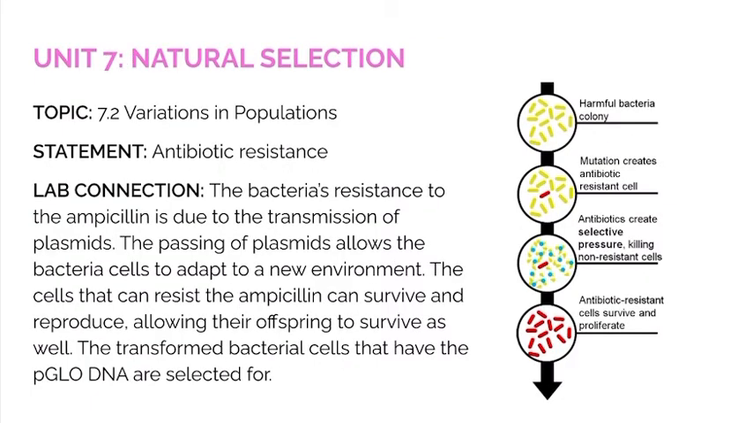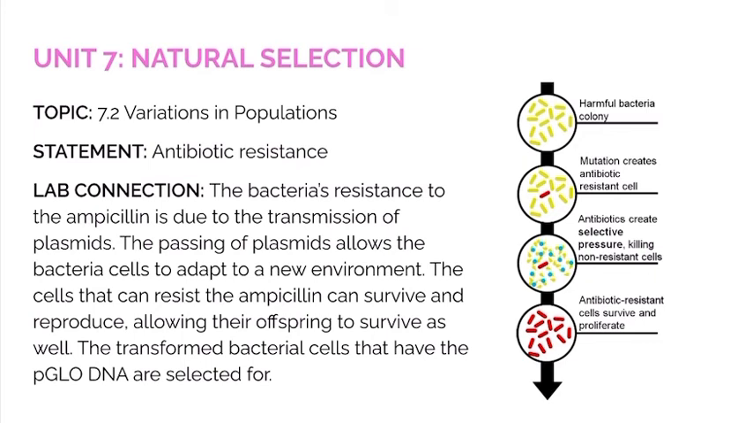Unit 7, Natural Selection. Topic 7.2, Variations in Population, talked about antibiotic resistance and how if an organism becomes resistant to an antibiotic, it will create variation within the population. In nature, usually, if a virus becomes resistant, it will become a new strain.